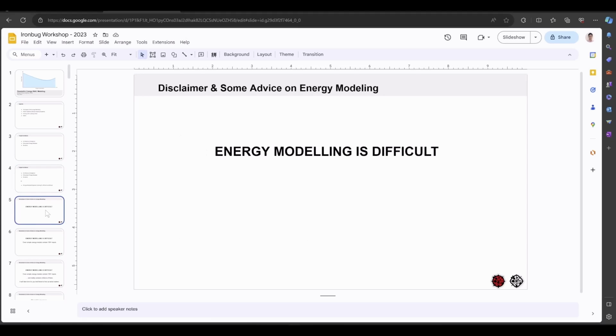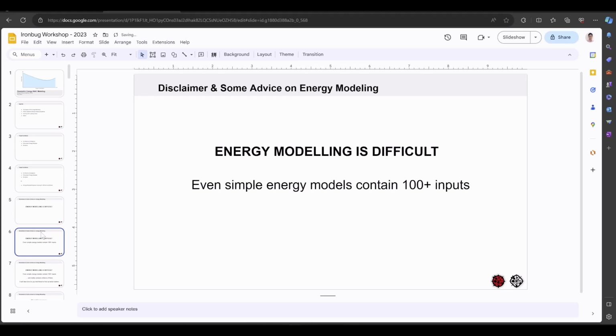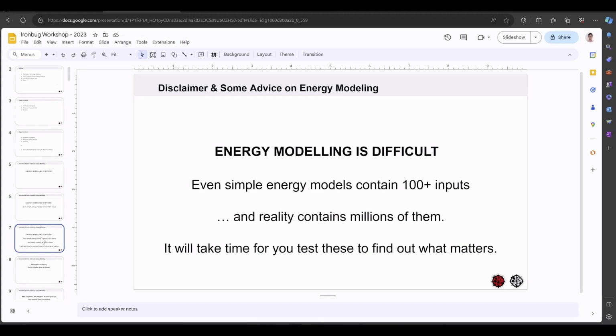First of all, before the presentation, I want to show you some advice and disclaimers. First, I think we all have to accept the fact that energy modeling is very difficult. It is very difficult. Why is that? Because every simple energy model contains more than hundreds of inputs, and literally it really contains millions of them. I can show you later inside both the OpenStudio application and the Ironbug interface. And because there are tons of inputs, it really takes time to find out what input really matters for your simulation.